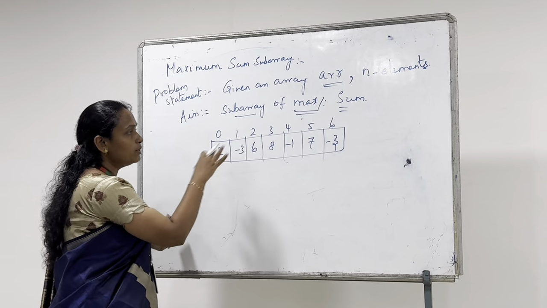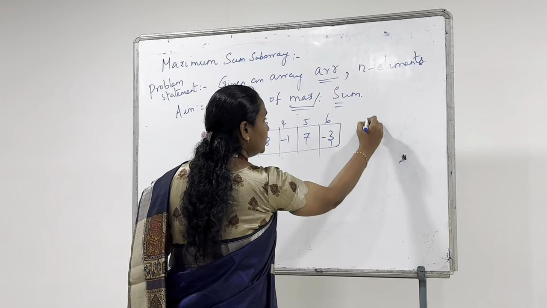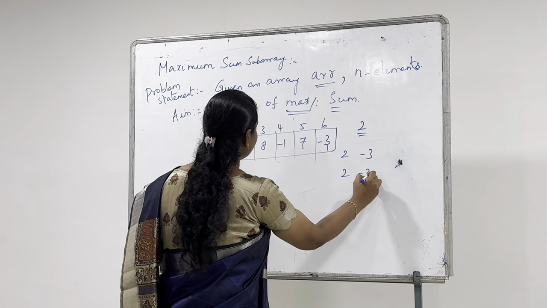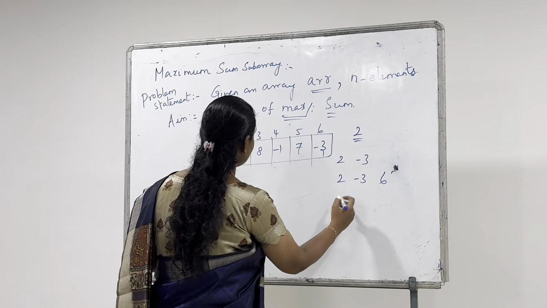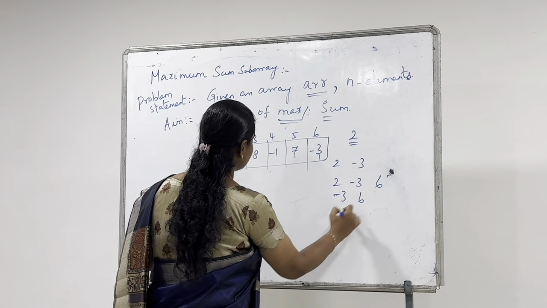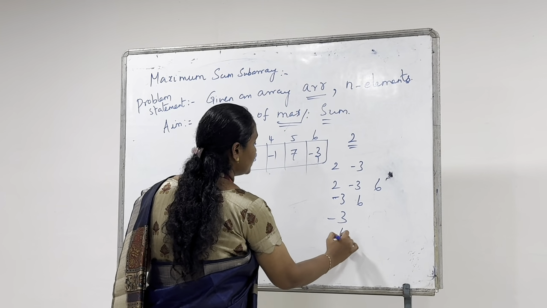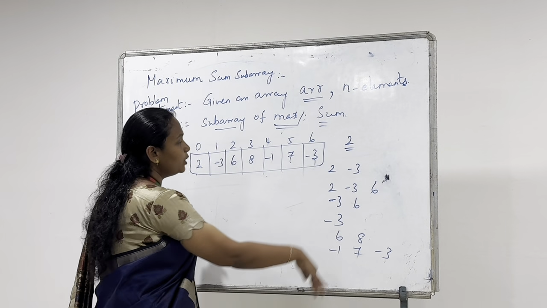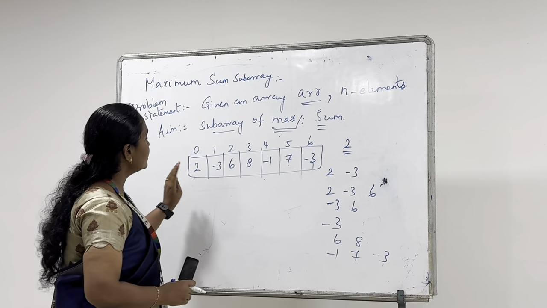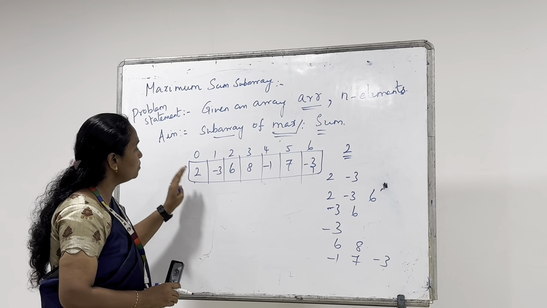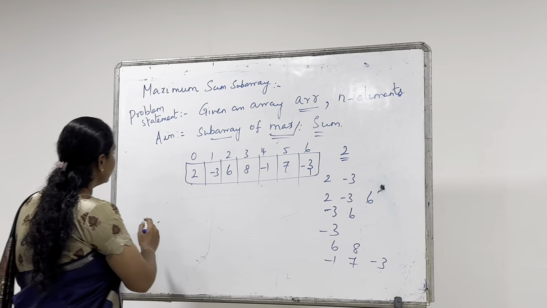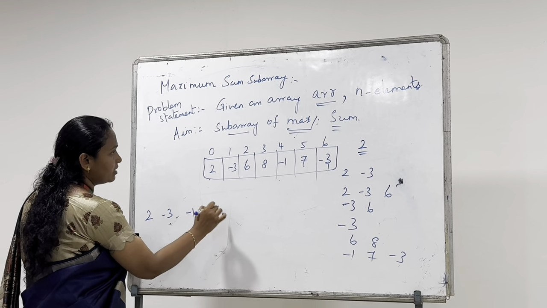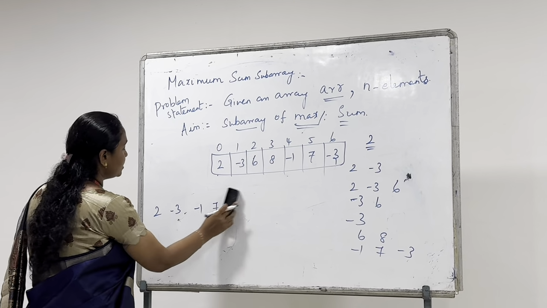So there are different possible combinations of subarrays available. 2 is a subarray, 2 minus 3 is a subarray, 2 minus 3 6 is a subarray. There are different combinations available. Minus 3 6 is a subarray, minus 3 itself is a subarray, 6 8 is a subarray, minus 1 7 minus 3 is a subarray. The subarray should be continuous. We should not take something like 2 minus 3 minus 1 7. So the subarray should be continuous.